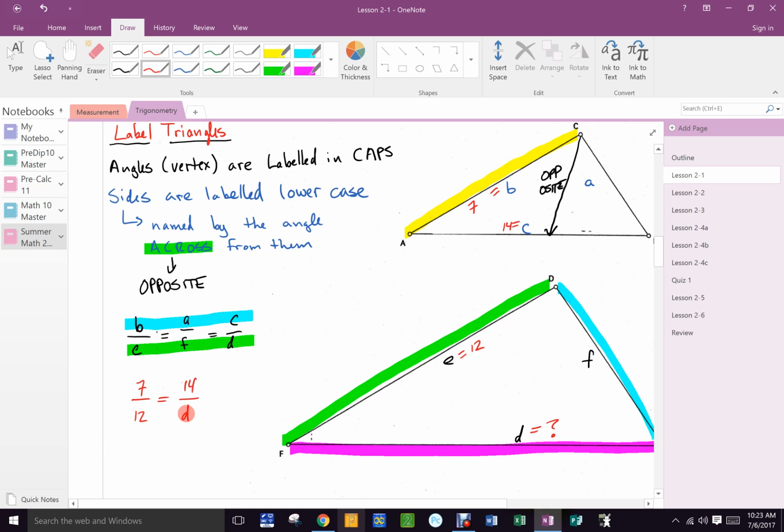So what would the answer for D be? What would you do to solve that? Cross multiply. 12 times 14 divided by 7. Right? 12 times 14, and then divide all that by 7. And you would get whatever it is. 196 divided by 7, which is 24. Okay? All right. So everyone's good with similar figures, yeah? Everyone's good with Pythagoras, right?